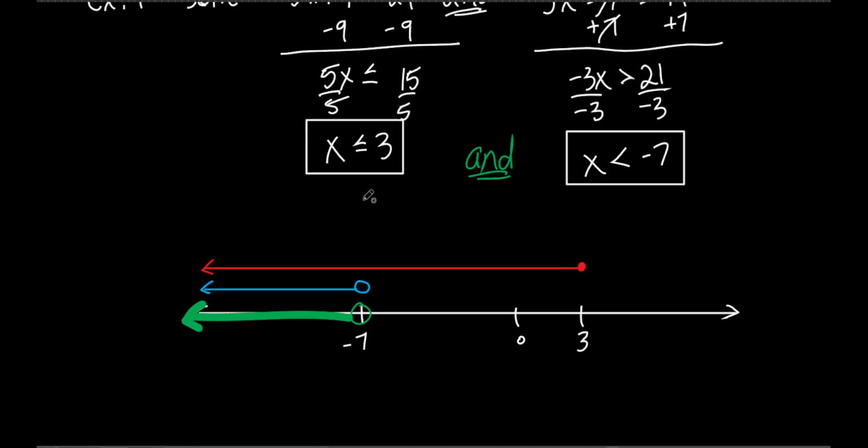What points do both of these graphs have in common? Well, everything to the left of -7 is in common. -7 is not in common because it's not in the blue. It's in the red, but it's not in the blue. Which ones do they have in common? Everything to the left of -7. Or how do we write it? X is what? Less than -7. So that, I'm going to circle it, that's my answer right there.